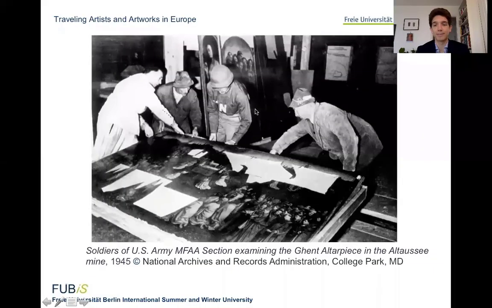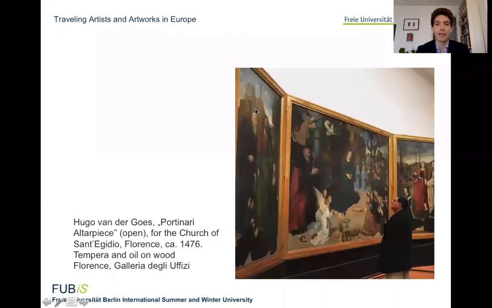Now I would like to move to another object, the last object that we will see together today in this lecture. Another altarpiece from the 15th century Netherlands. And as you can see, this is also a very, very big altarpiece that can now be found in Florence at the Galleria degli Uffizi.